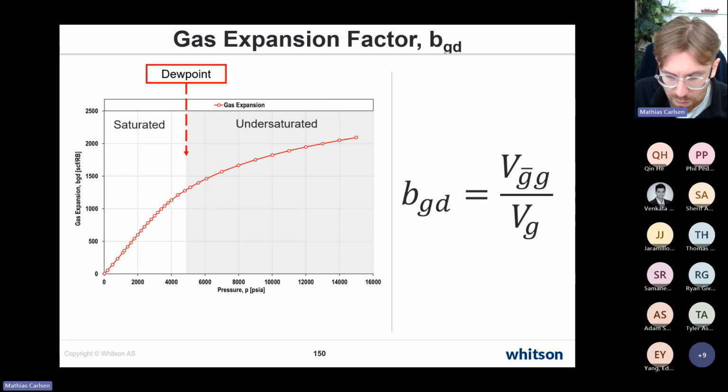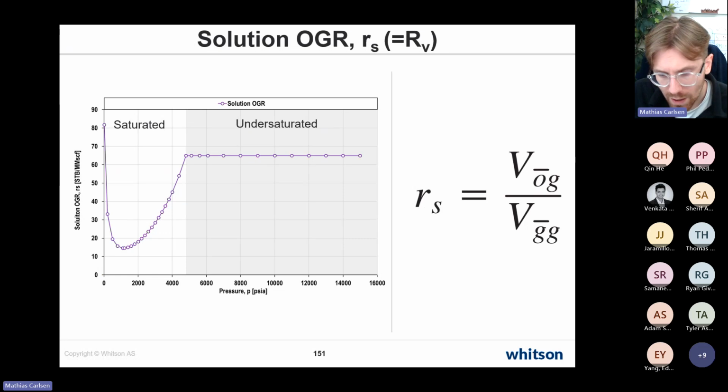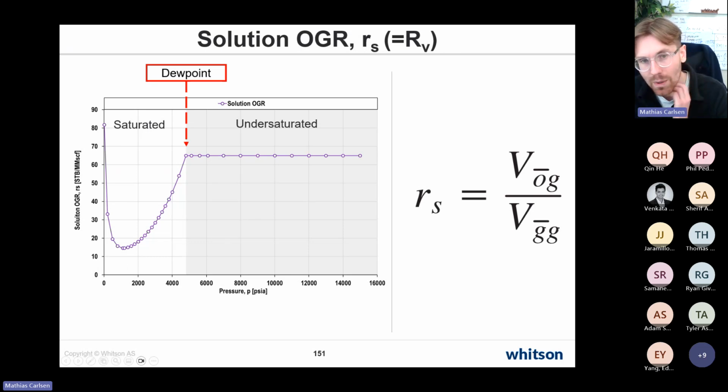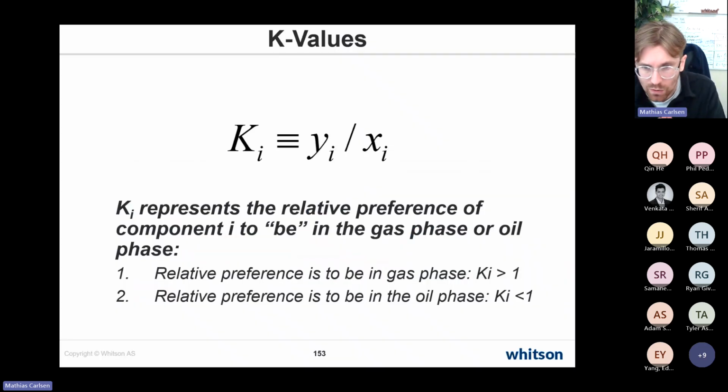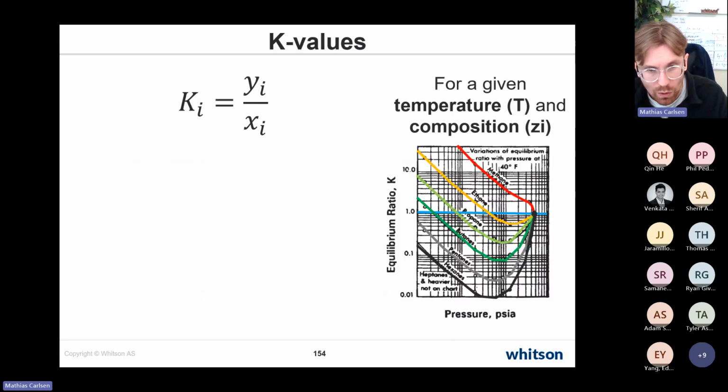And here's the dew point. The solution OGR is constant above the dew point, and then it decreases non-monotonically below the dew point. To understand why that happens, we just need to talk again about K values, this concept of which of these components like to be in the gas phase versus the oil phase. We mentioned that already once.